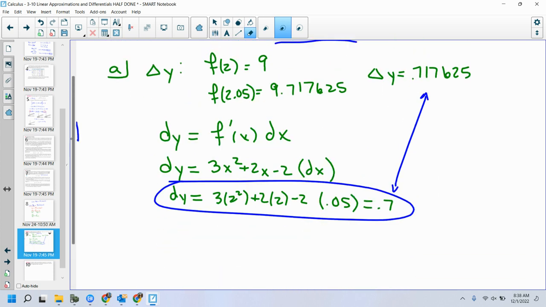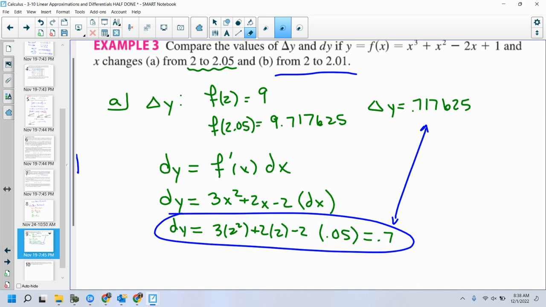Okay. What we're going to do is compare the values of true delta y and the differential on y, dy. What is the difference between the two? Delta y is the true difference in the y values. Yesterday we said that f of 2 is 9 and f of 2.05 is 9.717625, so the true delta y between 2 and 2.05 is 0.717625. Subtract away.